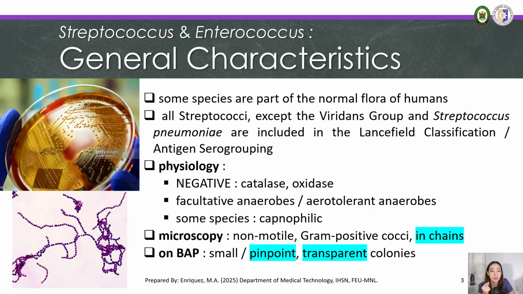But again, if we were to compare that with facultative anaerobes, they're capable of growing with or without oxygen, but growth is just better with oxygen. All right. So ayan po.